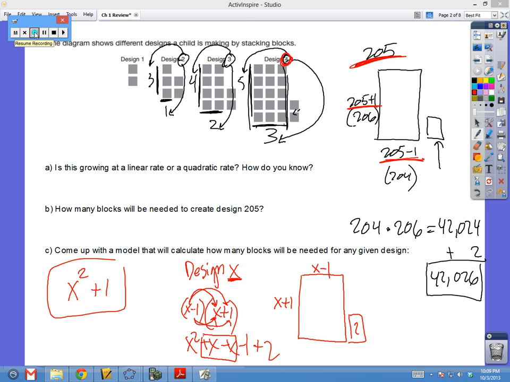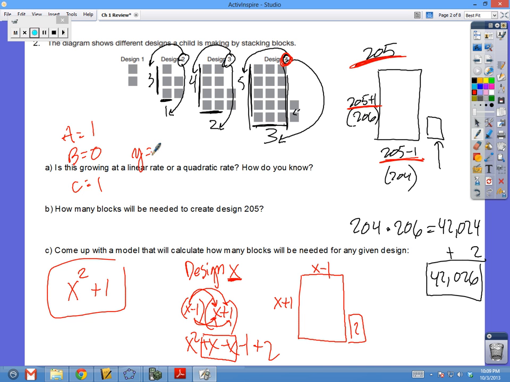And you should get the same answer if you do it from the table. On the table you'll have A equals 1, B equals 0, C equals 1, so it's going to be y equals 1x squared plus 0x plus 1, which is the same thing as this. So do it either from the table or the geometry.